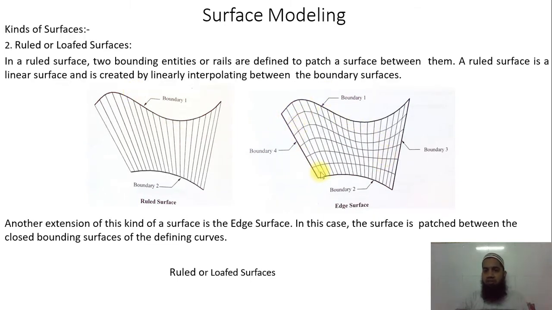such a surface. And as this first one is called the ruled surface, another one is called the edge surface. In the edge surface we are having four boundaries: boundary 1, boundary 2, boundary 3, and boundary 4. This is surrounded by these boundaries, and here also we are having a curve profile on both sides. In another example, as I said, the surface is patched between the closing boundary surfaces of the defining curves.